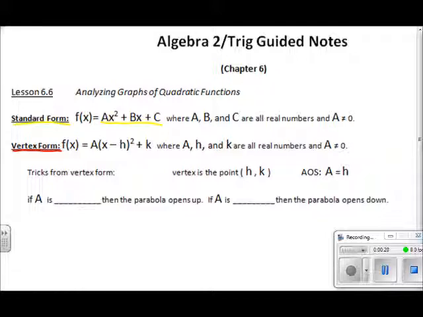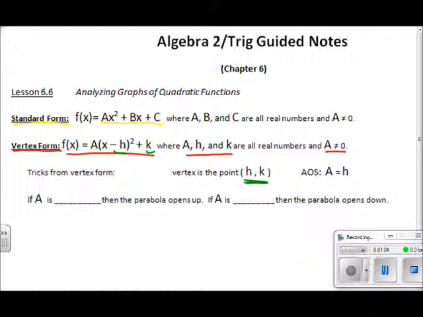Now in vertex form, we would say that f of x equals a times the quantity x minus h squared plus k, where a, h, and k are all real numbers, and again, a cannot equal 0. When we have functions given to us in this vertex form, just like standard form, there are some tricks. Our vertex is always going to be the point (h, k). So as long as it's given to us as minus h plus k, the vertex would be (h, k).